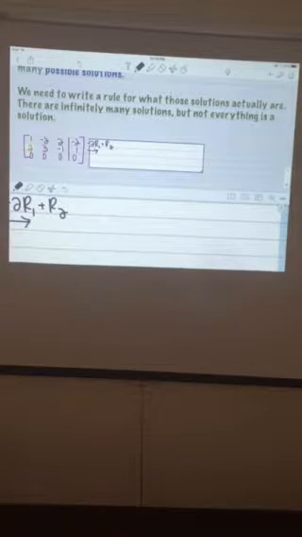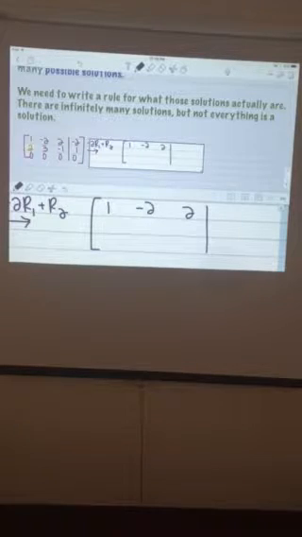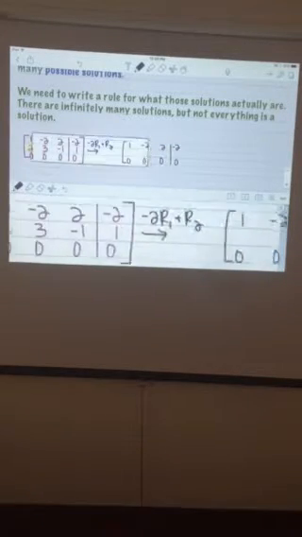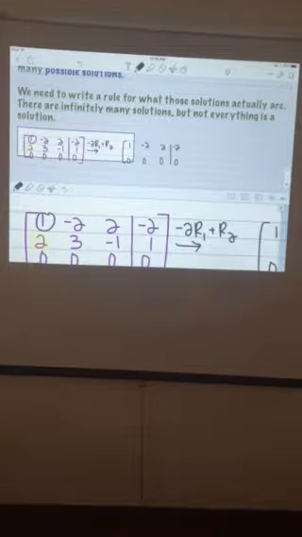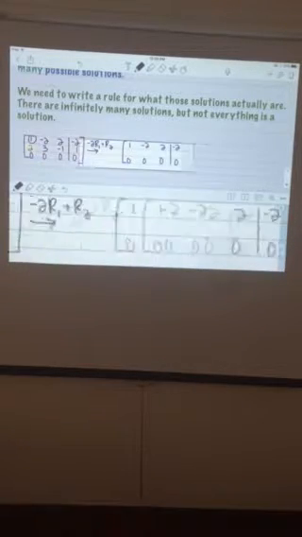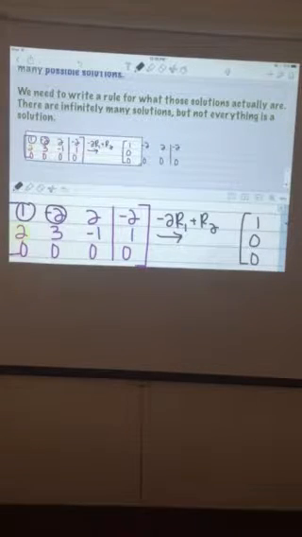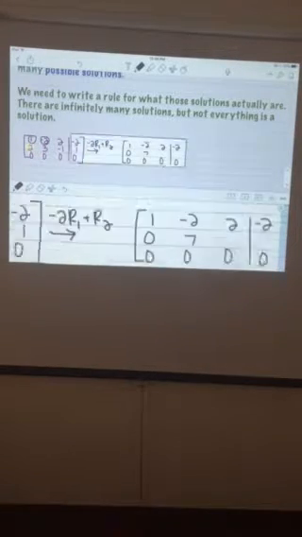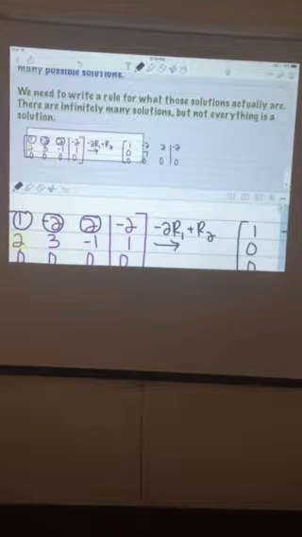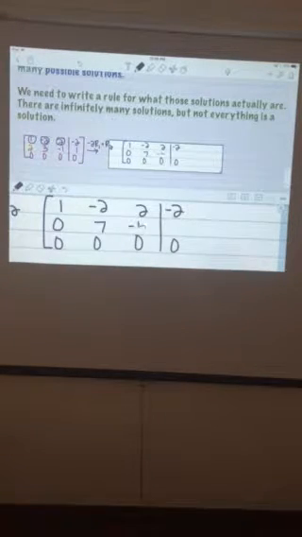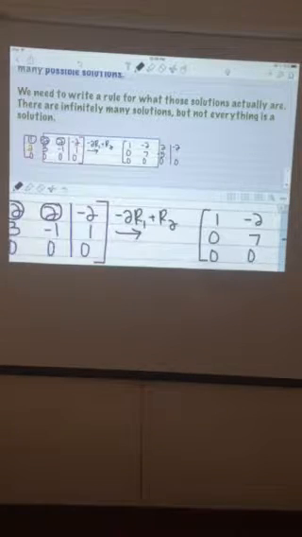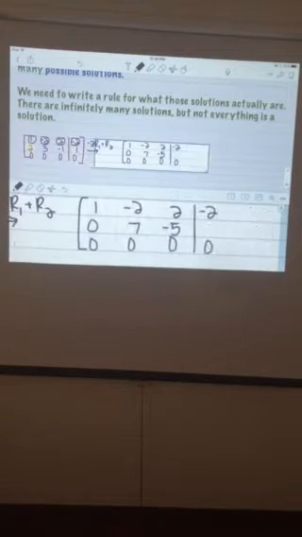So I redraw my matrix. Row 1 is not changing. Row 3 is not changing. But row 2 is going to change. So I'm going to take the values from row 1, multiply by negative 2, so 1 times negative 2 is negative 2, and then add it, so 0. Then I go to negative 2 times negative 2 is 4, plus 3 is 7. And then 2 times negative 2 is negative 4, plus negative 1 is negative 5. And finally, negative 2 times negative 2 is 4, plus 1 is 5.